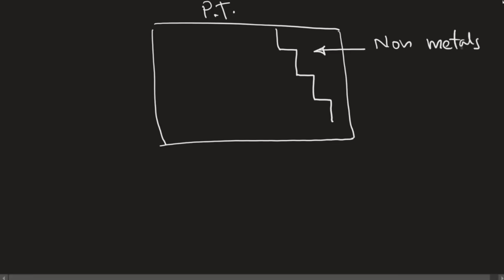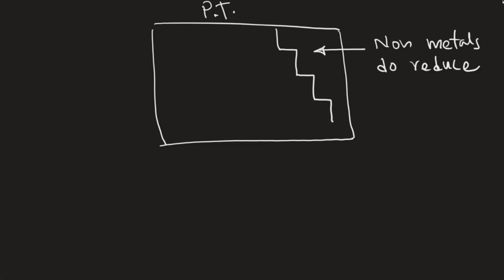So let's begin with the periodic table. That's my simple periodic table. So you have the ladder. So the nonmetals in the upper right corner, right, for reduction. Okay, nonmetals do reduce. Upper right for reduction. So what are the nonmetals? Fluorine, chlorine, bromine, oxygen, nitrogen, things like that.